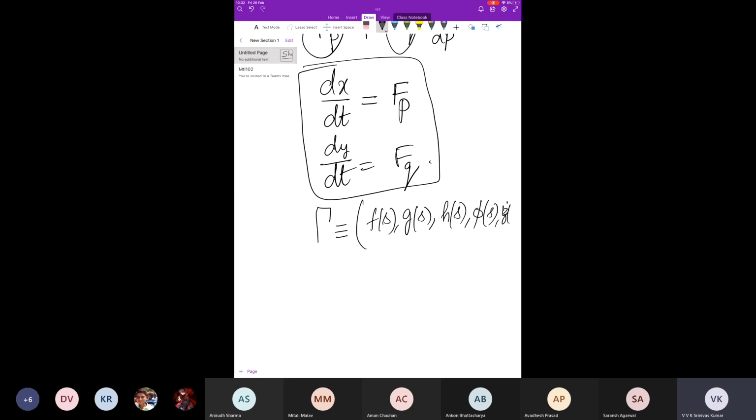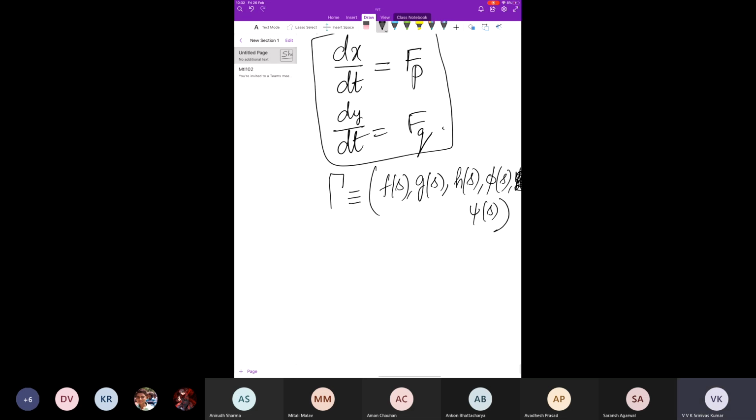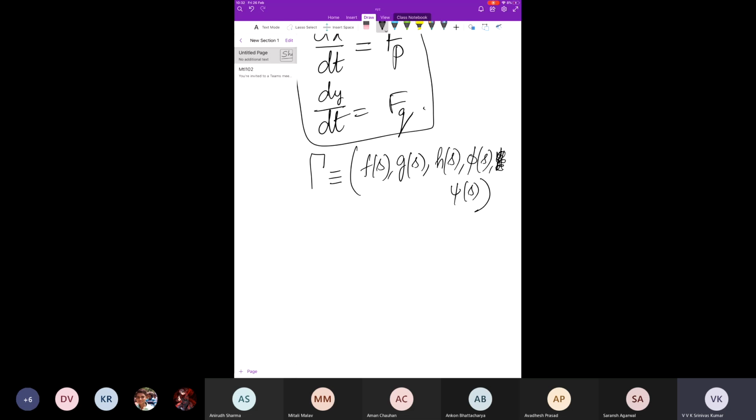Sorry, phi s and psi s. Okay, because we have only two equations: dx upon dt is equal to fp, dy upon dt is equal to fq, and dz upon dt is equal to pfp plus qfq.